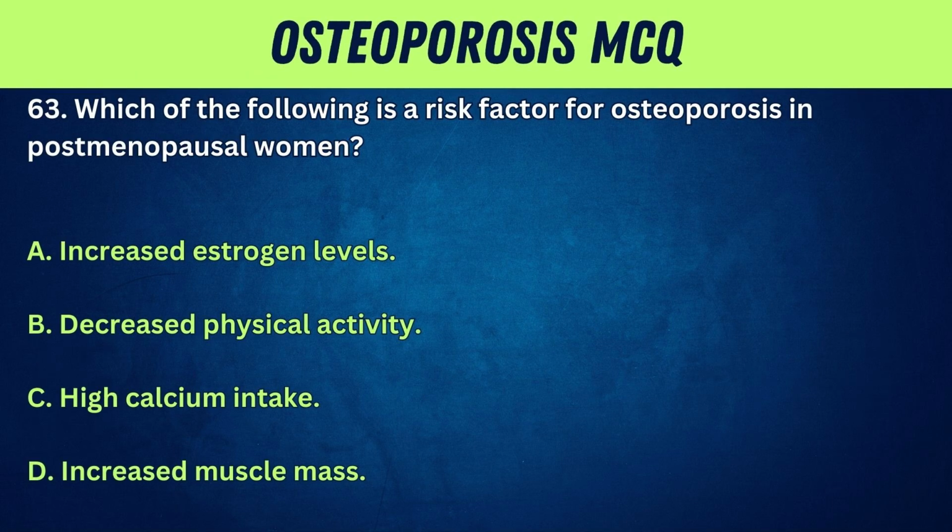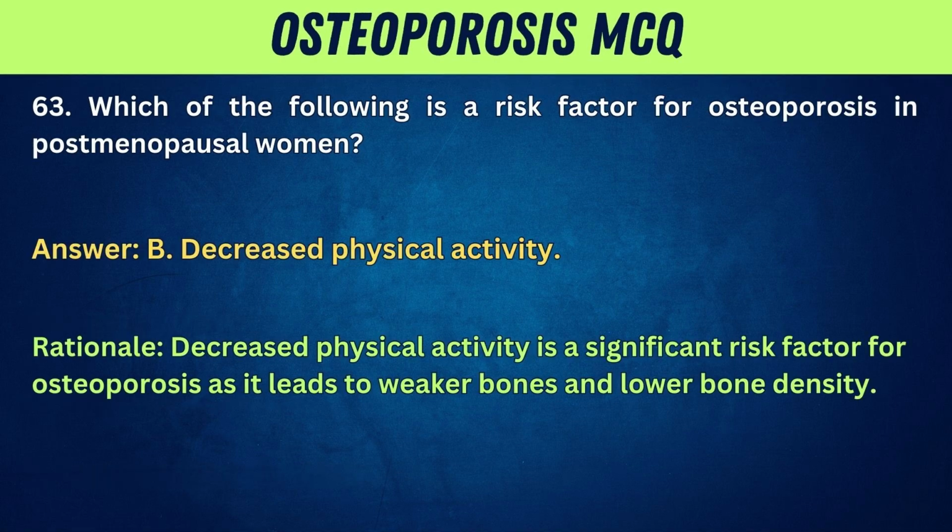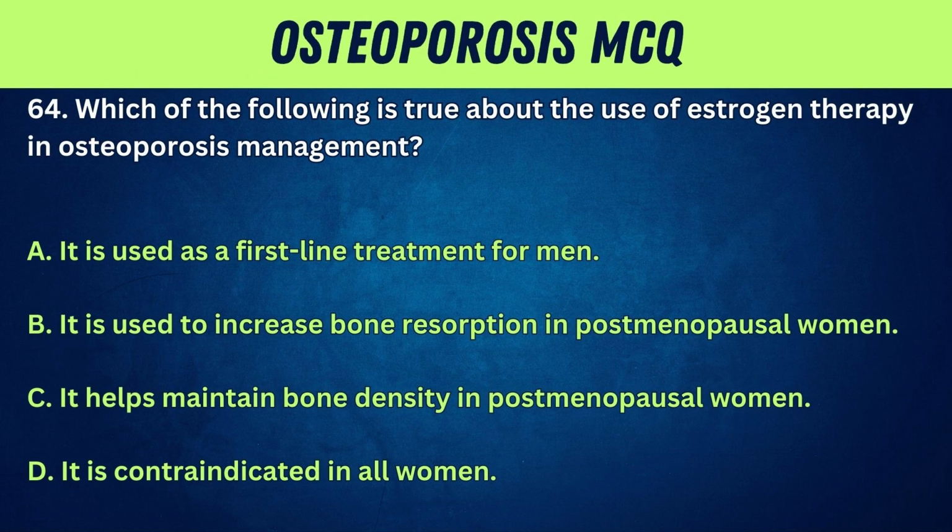63. Which of the following is a risk factor for osteoporosis in postmenopausal women? A. Increased estrogen levels. B. Decreased physical activity. C. High calcium intake. D. Increased muscle mass. Answer: B. Decreased physical activity. Rationale: decreased physical activity is a significant risk factor for osteoporosis as it leads to weaker bones and lower bone density.